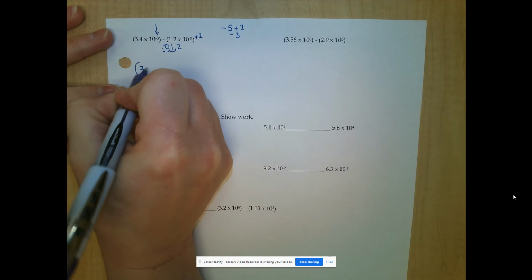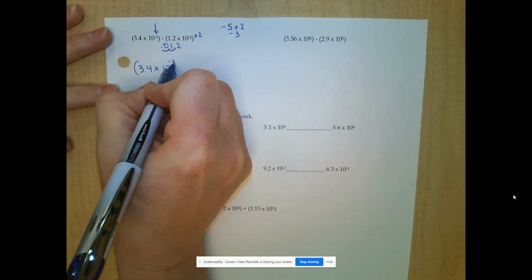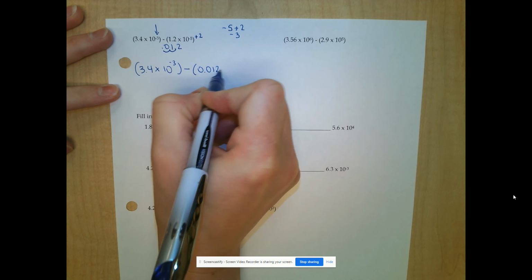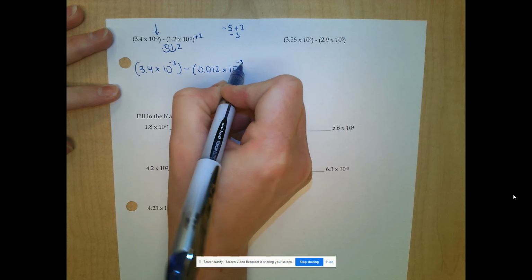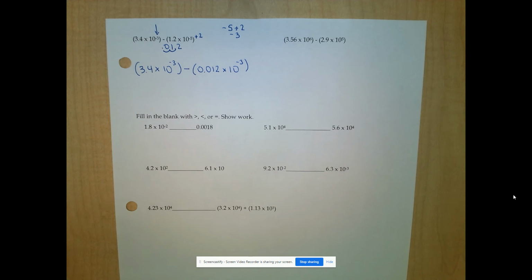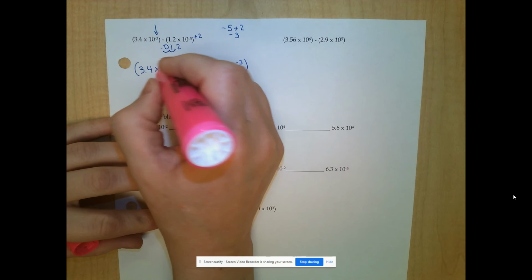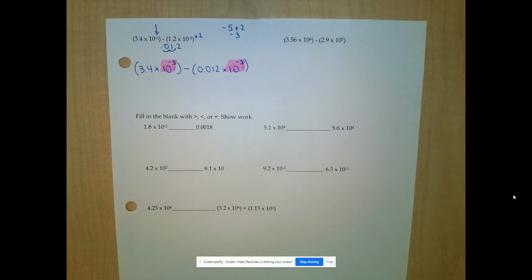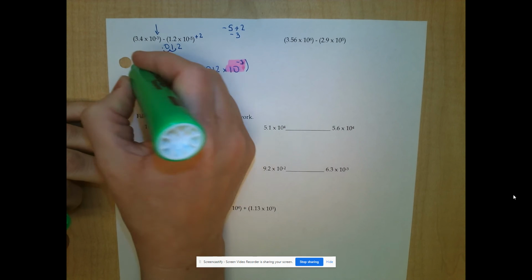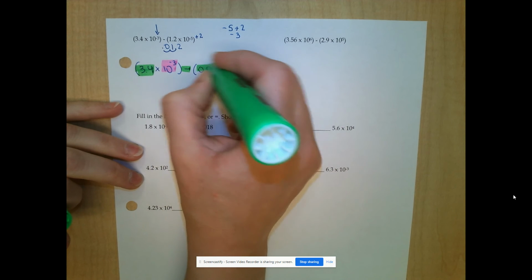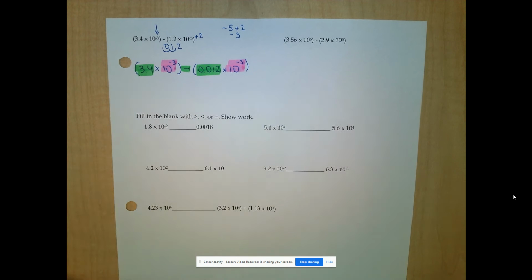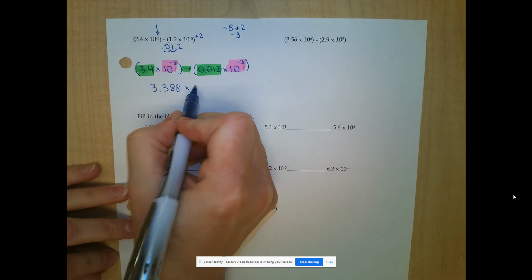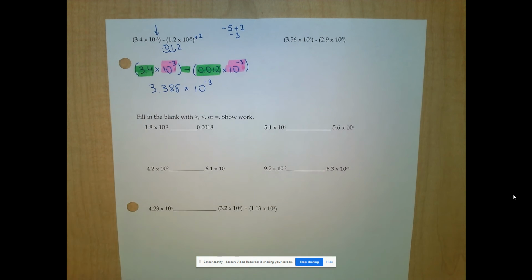So I've got 3.4 times 10 to the negative third minus 0.012 times 10 to the negative third. So my goal, again, was to get them both to the same base and same power of 10, 10 to the negative third. And now I can do the 3.4, take away 0.012, and it is 3.388, still times 10 to the negative third.